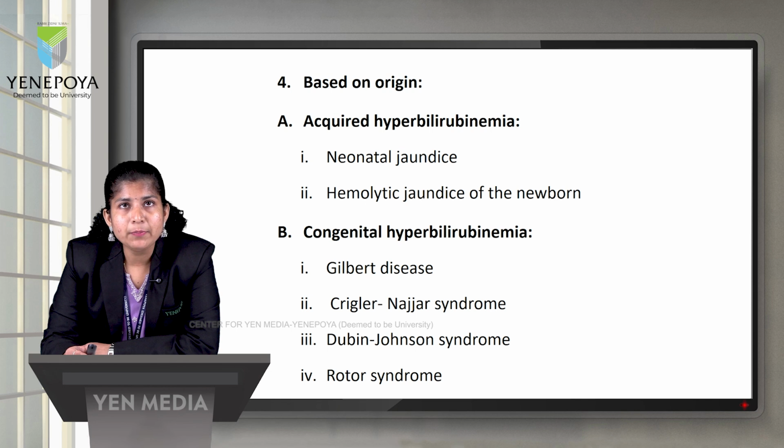Under the acquired hyperbilirubinemia, there are two types, that is neonatal jaundice and hemolytic jaundice of newborn. The second type, it has four categories, that is Gilbert's disease, Crigler-Najjar syndrome, Dubin-Johnson syndrome and Rotor syndrome.